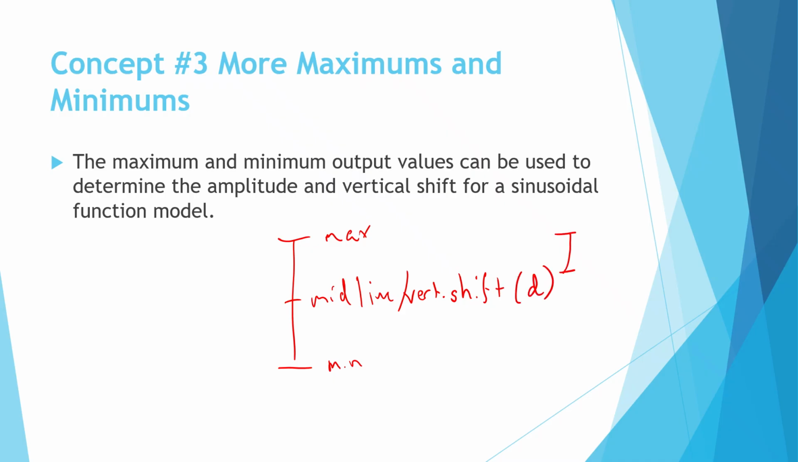And then with that, the distance between your max and your D value is going to be your A value, your amplitude, if you have to find what A is.